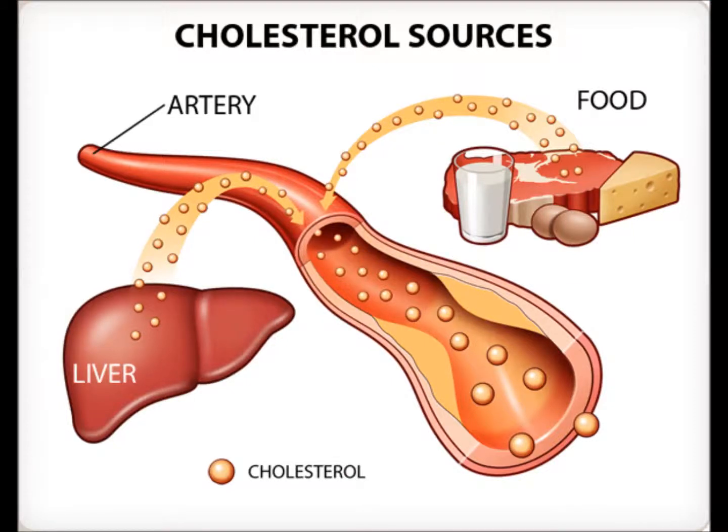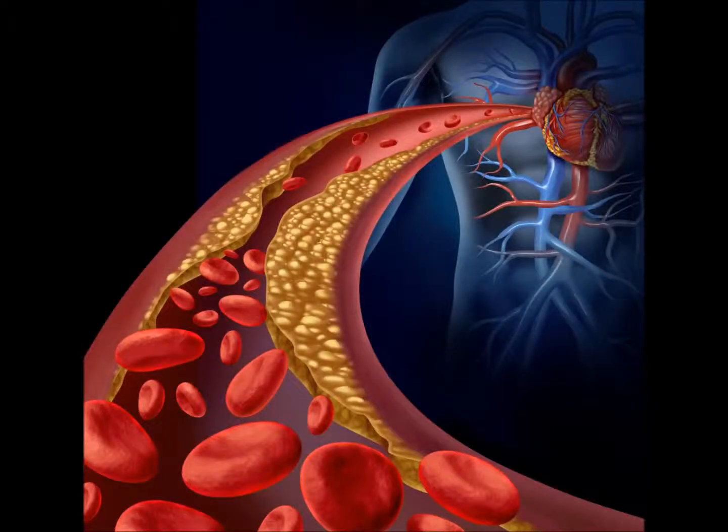A final subject to be briefly discussed in our overview of fat metabolism is the transport of cholesterol. Cholesterol is processed, transported, and absorbed by the liver. Cholesterol is transported via lipoproteins, similar to chylomicrons. LDL, or low-density lipoprotein, will carry cholesterol from the liver to the body. HDL, or high-density lipoprotein, will carry excess cholesterol from the blood back to the liver.